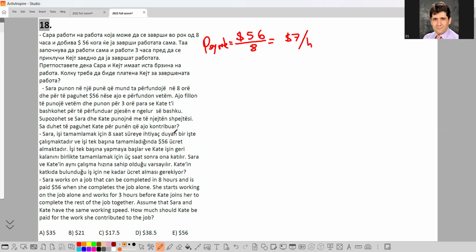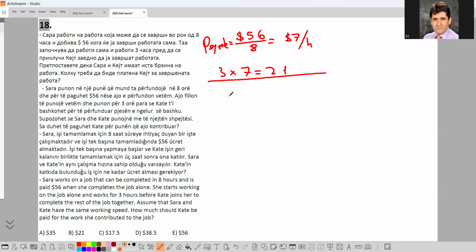She starts working on the job alone for 3 hours. And Kate joins her to complete the rest of the job together. Assuming that Sarah and Kate have the same working speed, how much would Kate be paid? All right, if she worked for 3 hours, then 3 times 7, $21. Sarah should get paid just for working on her own, right?